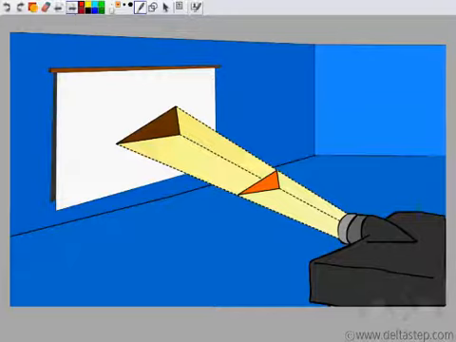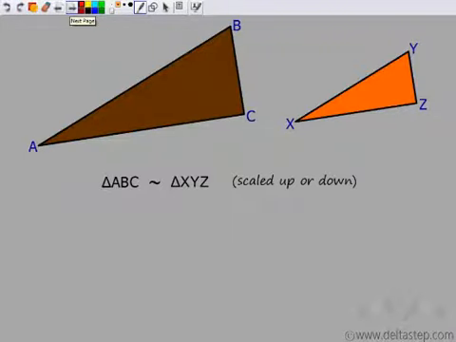So for that, I'll first write the names of these triangles. Let me name these two triangles first. Let's say I call this triangle ABC, the larger triangle, and the smaller one XYZ. So let me call these two triangles ABC and XYZ. Now I know that these two triangles are similar. So both are similar, or I can write it as triangle ABC is similar to XYZ.